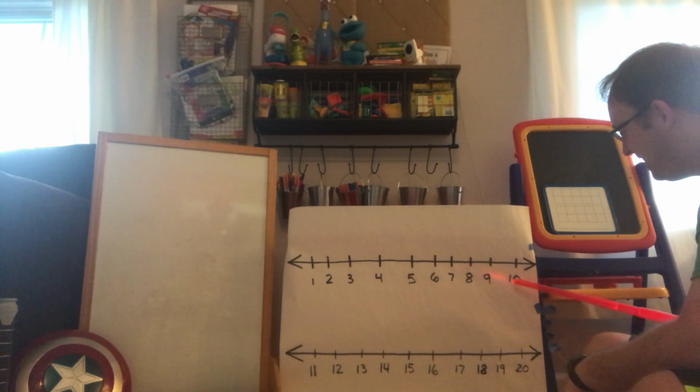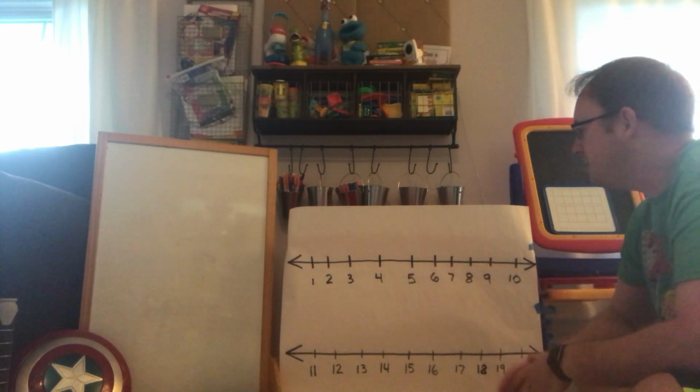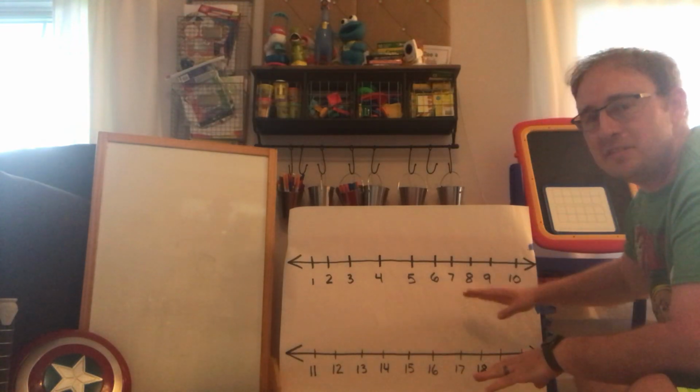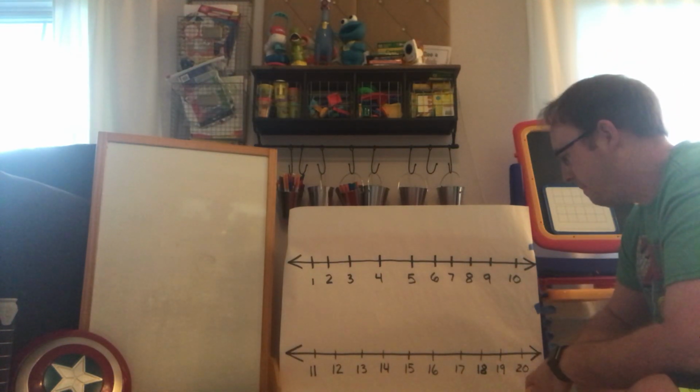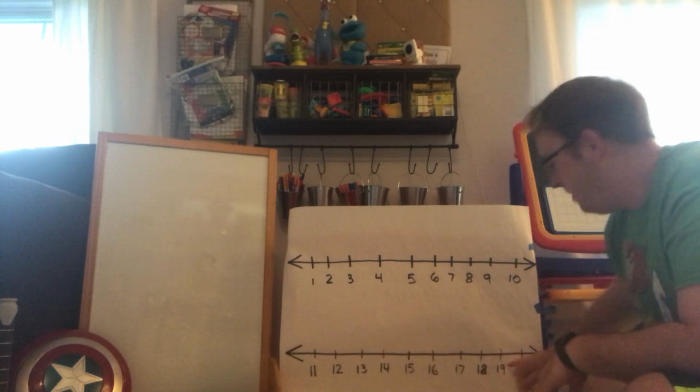9, 10. Awesome. Okay, so you guys are going to be using a number line like this for a lot of the work that we're going to be doing today. All right? Now, at the bottom, we're going to count from 11 up to 20.